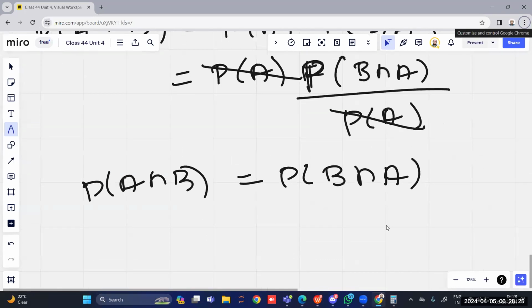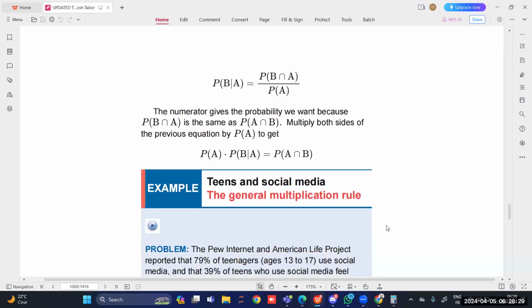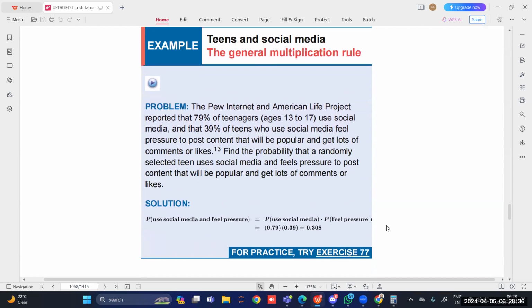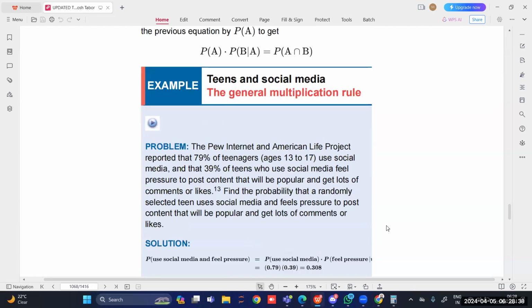So you should know that, and it comes to like that. Okay, there is an example here. Come on, read this problem.